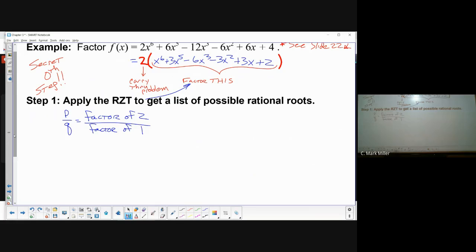What are the factors of 2? Plus or minus 2, plus or minus 1. Those are the factors of 2. What are factors of 1? Plus or minus 1. Now put everything over everything. Plus or minus 2 divided by plus or minus 1 is plus or minus 2. Plus or minus 1 divided by plus or minus 1 is plus or minus 1. And that's it. A lot shorter list here than the last example, right?